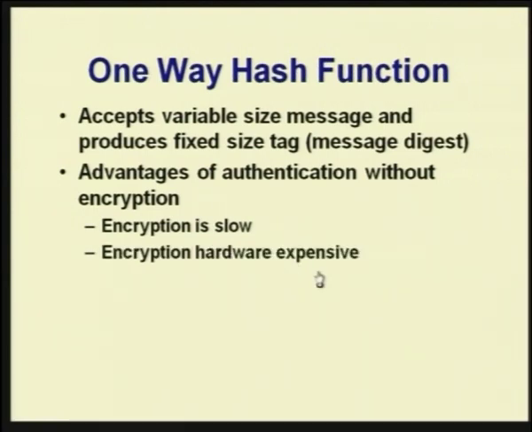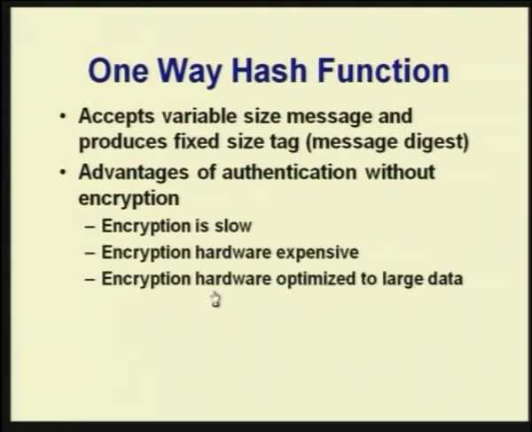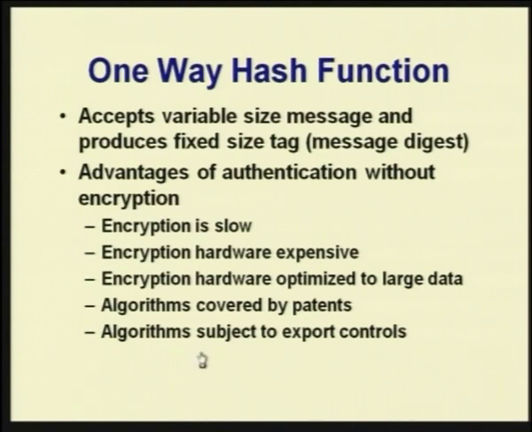Encryption is hardware expensive, so we are saving on that, and encryption hardware is optimized for large data. The encryption algorithms may also be covered by patents, in which case we may not get access to them, and algorithms are also subject to export controls, so again we may not get access to them. So, this mechanism of using a one-way hash function for the authentication process turns out to be a faster and cheaper mechanism.